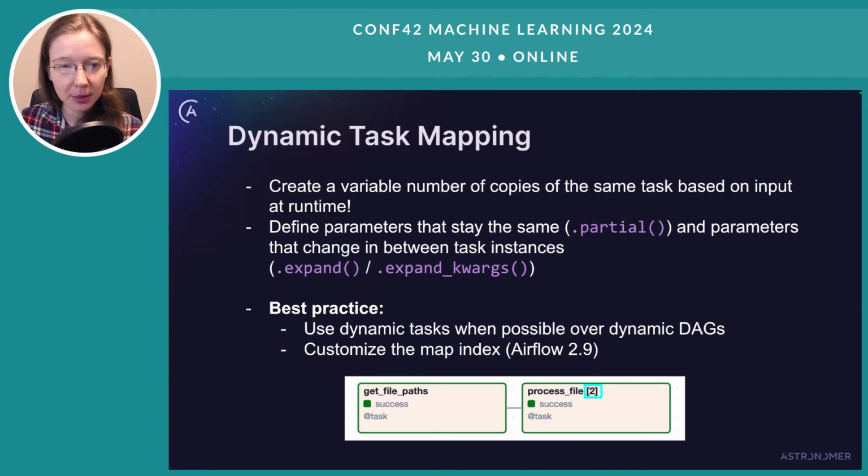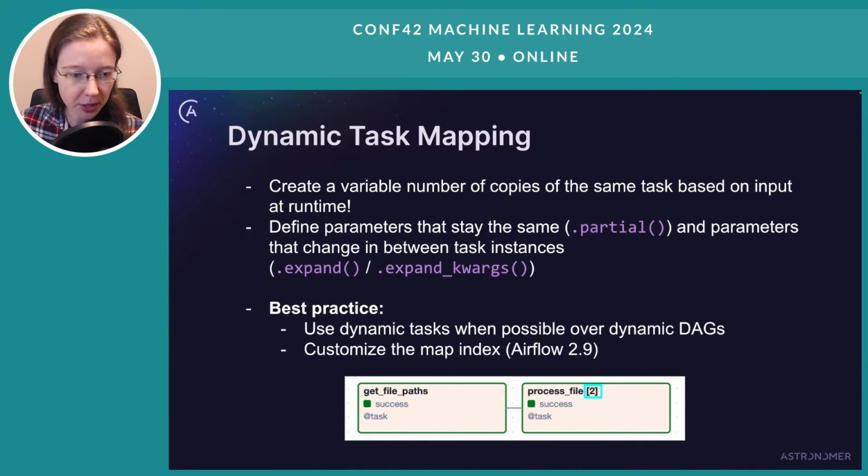What dynamic task mapping can do is you can have kind of like a template task, and you can say, well, at runtime, I want Airflow to figure out how many copies we need of that task to run in parallel. And this can be based on input that occurs at runtime.